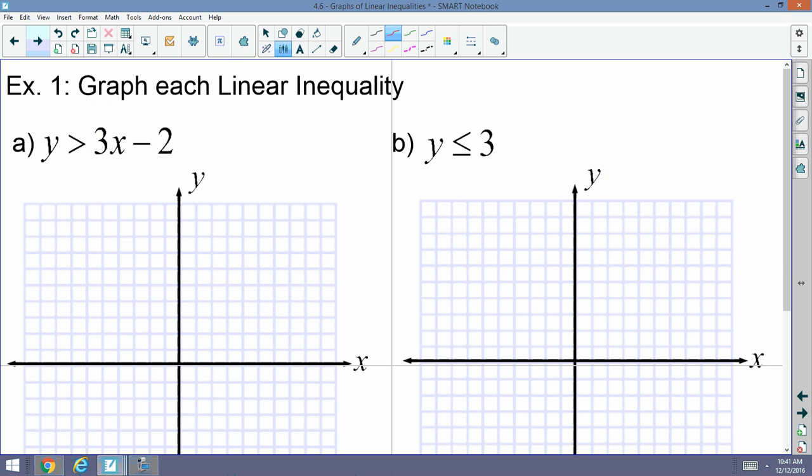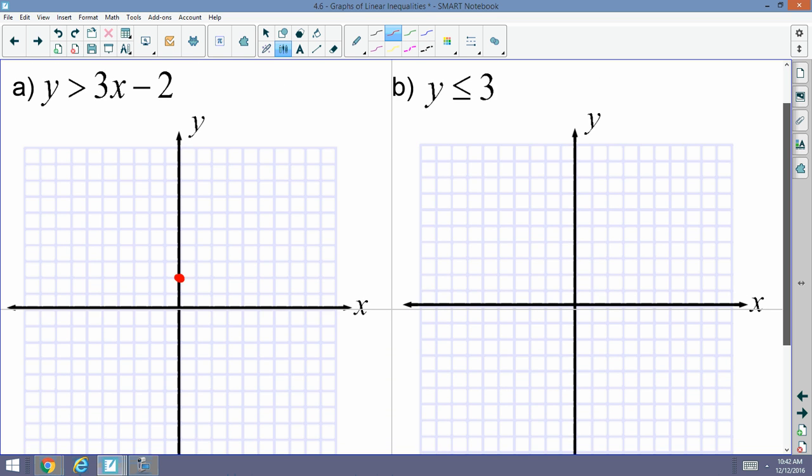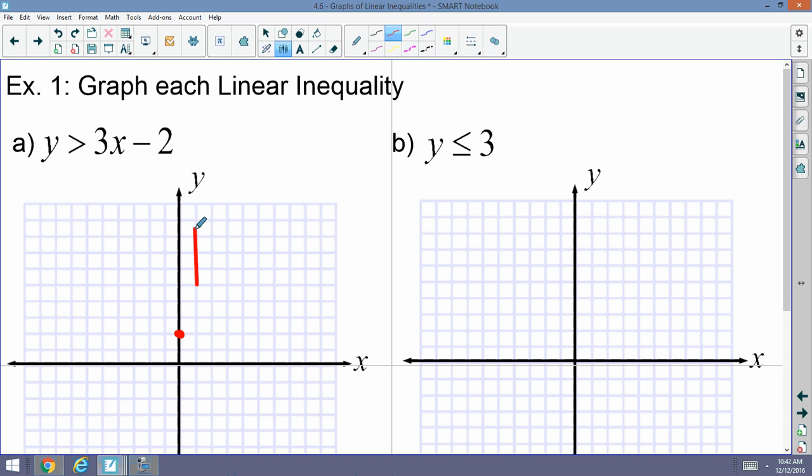Graph each linear inequality. Is this Mickey Mouse time? What's my y-intercept here? -2. You darn right. Thank you. So -2. What's my slope, my brothers? 3/1. So I'm going to go up 1, 2, 3/1. Love it when it happens. 1, 2, 3/1. I got to go backwards. So I'm going to go down 1, 2, 3/1.